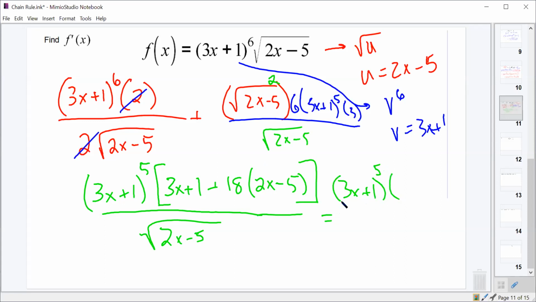And then what's the other one in the numerator there? That's 36x plus 3x is 39x. And then minus 90 plus 1 is minus 89 over root 2x minus 5. Everybody good or no? Yeah, that makes sense.